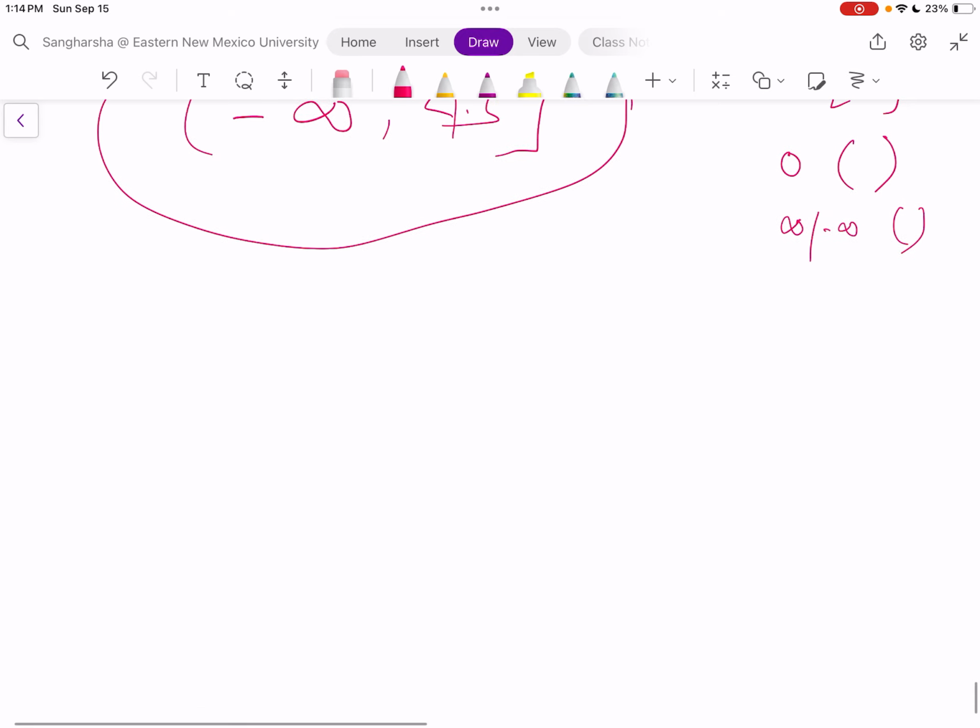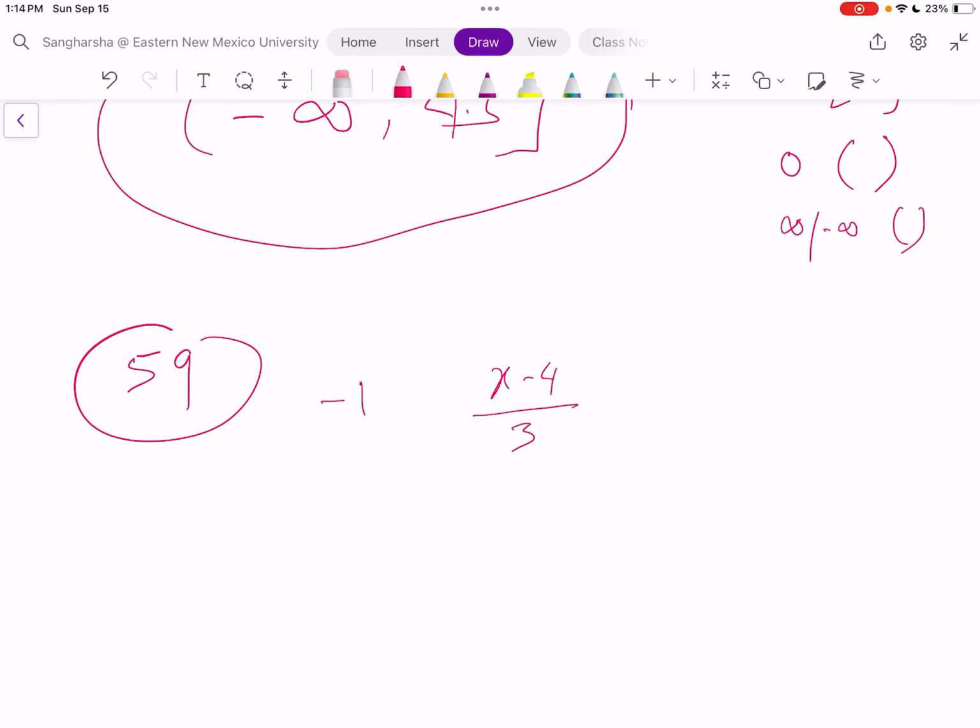Okay, now let me do number 59. So we have negative 1 ≤ (x − 4)/3 ≤ 4. So this is the compound inequality. We are asked to solve this inequality and express our answer in interval notation. So solving means we are making x by itself.